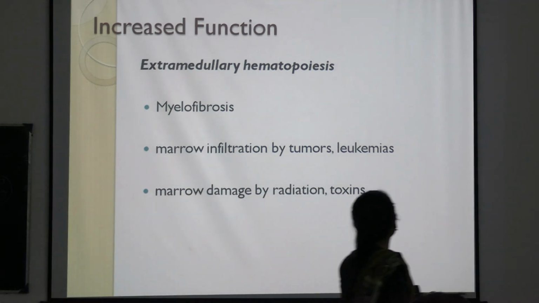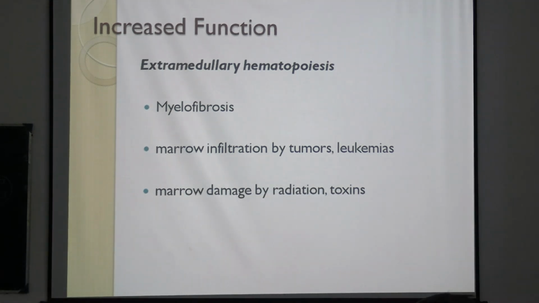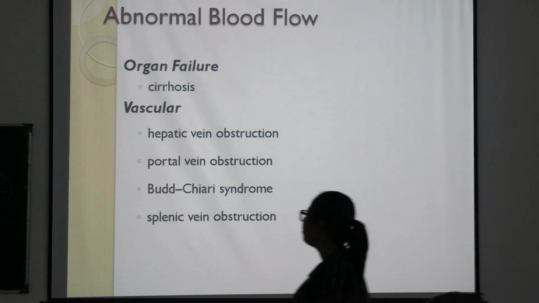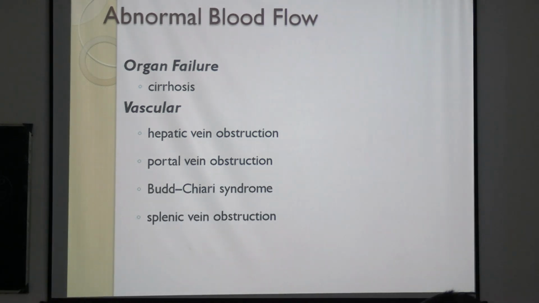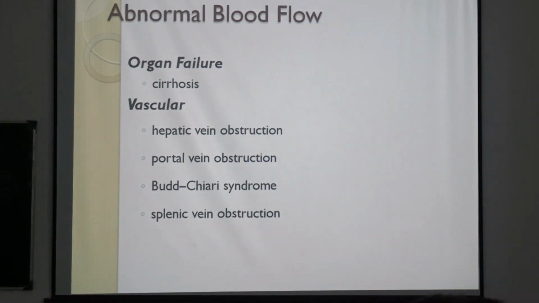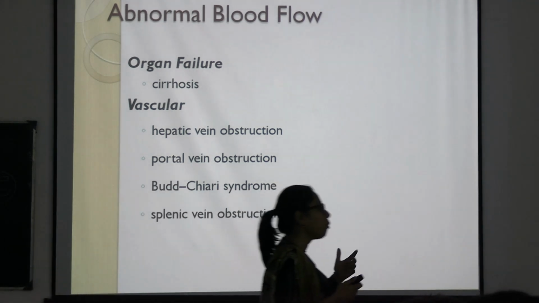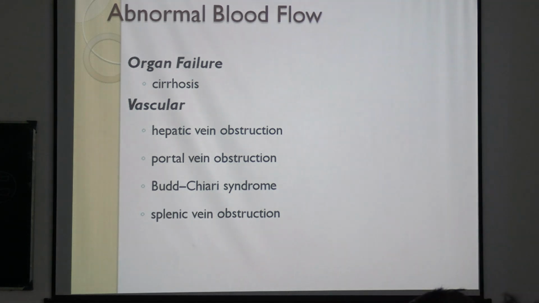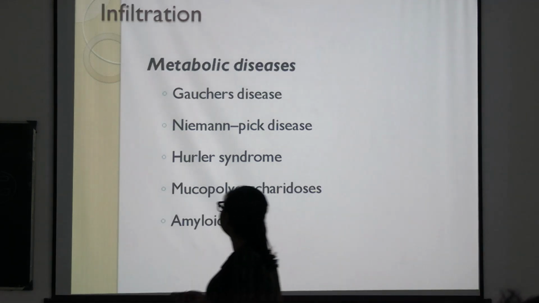Now extramedullary hematopoiesis, marrow infiltration, myelofibrosis, marrow damage by radiation, toxins, abnormal blood flow. I already told you what will happen in abnormal blood flow, blood stasis. Why? Because of cirrhosis of liver, portal hypertension, blockade in the portal vein or its branches, Budd-Chiari syndrome. All this will cause a blockade in the flow, therefore stasis of blood in the spleen.